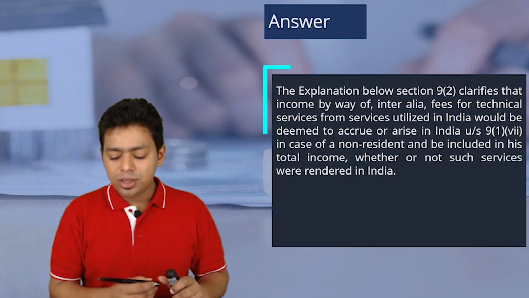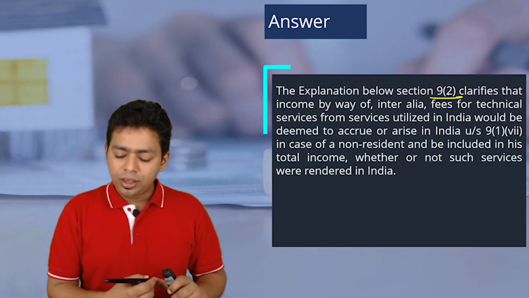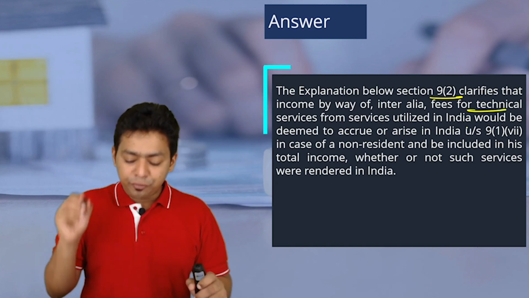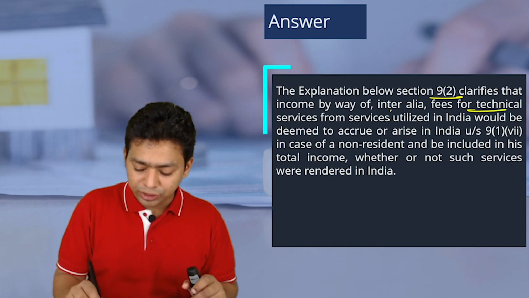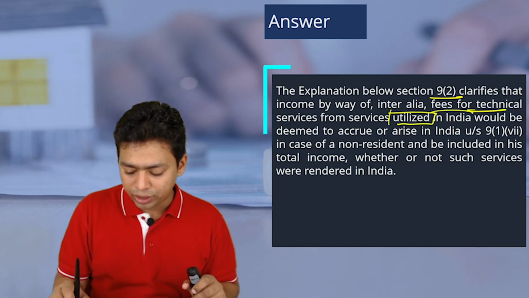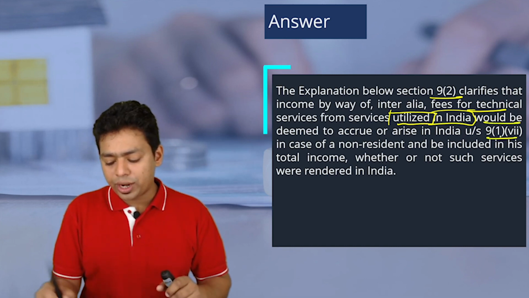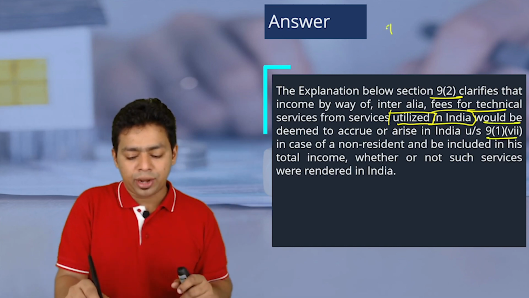If that is the case, then every foreigner will do the agreement and he will show the whole engineering and design was made outside India, service was provided outside India, and obviously the government of India, Indian income tax will lose a huge amount of money. That should not happen. Therefore, we are having section 9(1) with us. The explanation below section 9(2) clarifies that income by way of inter alia fees for technical services from the services utilized, this is very important, in India, from the services utilized in India would be deemed to accrue or arise in India in 9(1)(vii). How do we remember 9(1)(vii)?